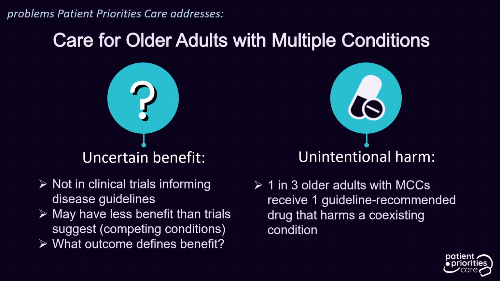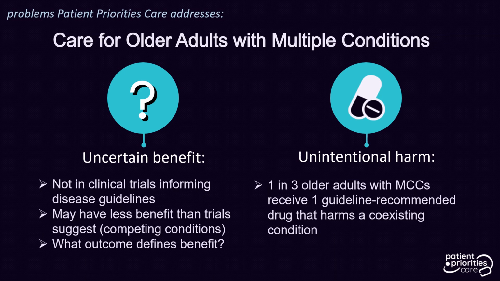We know that care for older adults with multiple chronic conditions can be of uncertain benefit. There are a few key reasons for this uncertainty. First, these individuals are not included in most of the clinical trials used to inform guidelines. We don't know if results apply to patients who are very different from those in the trials. Second, older adults with multiple conditions may have less benefit than suggested by the trials because their other conditions affect overall health and response to other treatments. What's good for their heart disease, for example, may not be good for their depression.